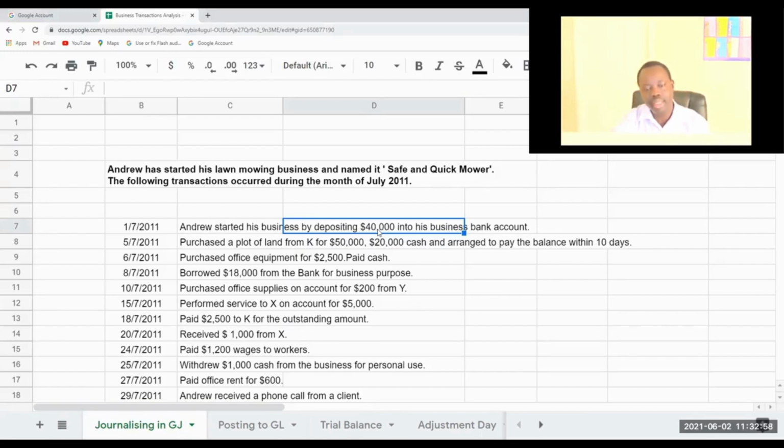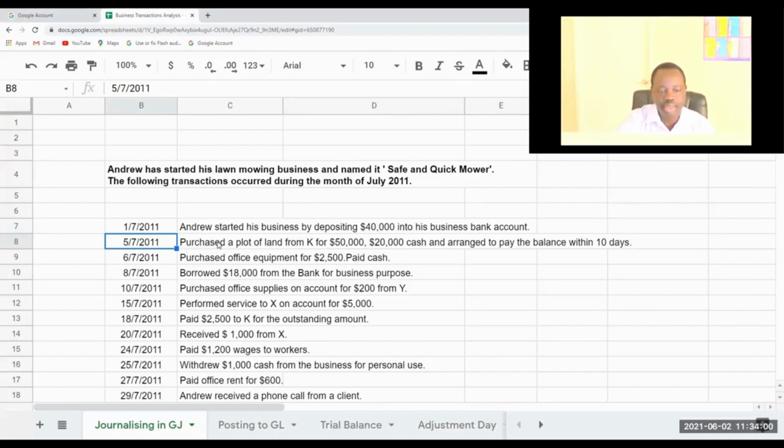And what about the other accounts that will go to the credit side? That will be capital. Capital is money invested by the owner in the business. Is Andrew capital? That will be on the credit side. On the debit side is cash. You debit cash and you credit Andrew capital.